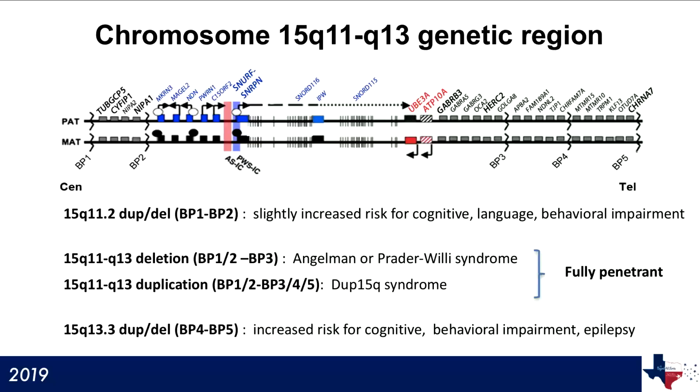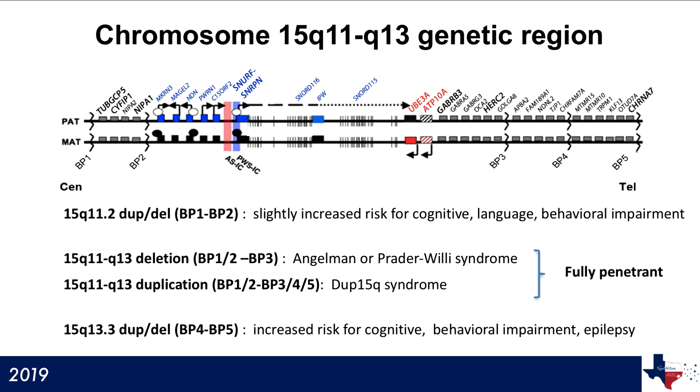Like I said earlier, the parent of origin specific expression is set up by an imprinting center, and that's here at the SNRPN gene. It's a differentially DNA methylated region that's unmethylated on dad's copy, methylated on mom's copy, and that differential methylation really drives the pattern of gene expression for this region.